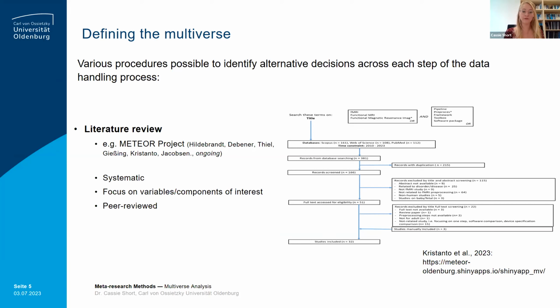And you can focus this on your variables or components of interest, which I think is nice, because sometimes a decision may not be defensible outside of the component that you're looking at. Also, because they've been published, these are peer-reviewed decisions that you're sampling from the literature review. This visualization here is taken from the Shiny app from the project, where they openly share the literature review and the results.